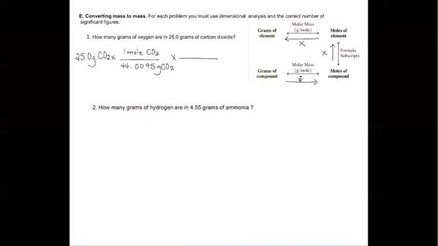My next conversion, I'm going to multiply by the subscript of the element that I'm interested in. In this case, it's going to be oxygen. So there's 2 moles of oxygen in 1 mole of CO2. Lastly, we're going to use the molar mass of my atom. So 1 mole of oxygen, and on top is going to be 15.9994 grams of oxygen. When it comes to canceling, grams of CO2 cancel with grams of CO2, moles of CO2 with moles of CO2, moles of oxygen with moles of oxygen.